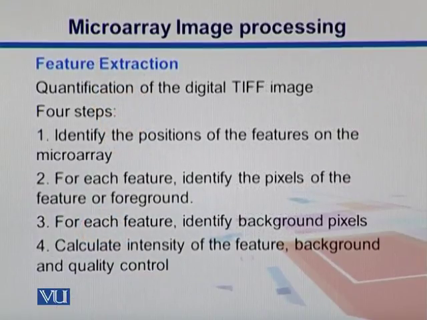So in feature extraction, first we try to extract our features, our spots, our colored spots. That is where we do the quantitation or quantification of digital images. There are 4 steps involved. We identify the positions of the features on the microarray, and for each feature we identify the pixels of the feature or foreground. So feature is foreground, and then we have the background, which may be some signal coming from the glass. Then we identify the background pixels, calculate the intensity of the feature as well as background, and do some quality control.